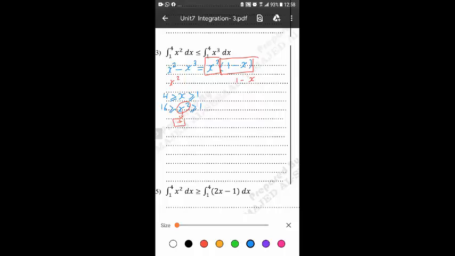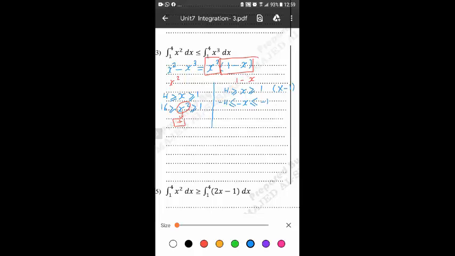Now let's just study the function 1 minus x. I will start the same step. I will say x is less than or equal 4, more than or equal 1. Now I will need to multiply by negative 1. Why? So I can have minus x. It's going to be minus x, minus 1, minus 4. And because I multiplied by negative, I need to reverse the sign of the inequality.